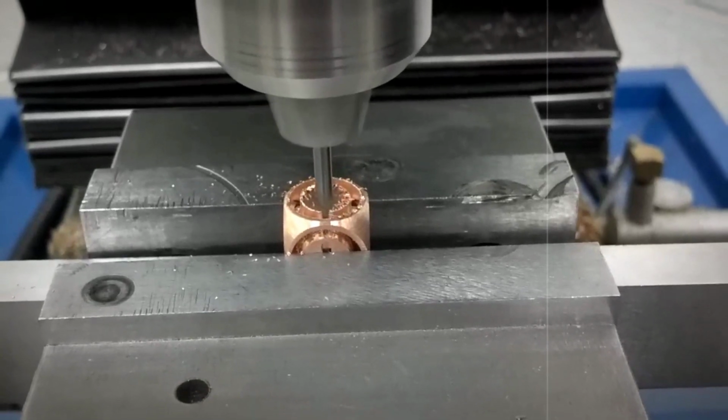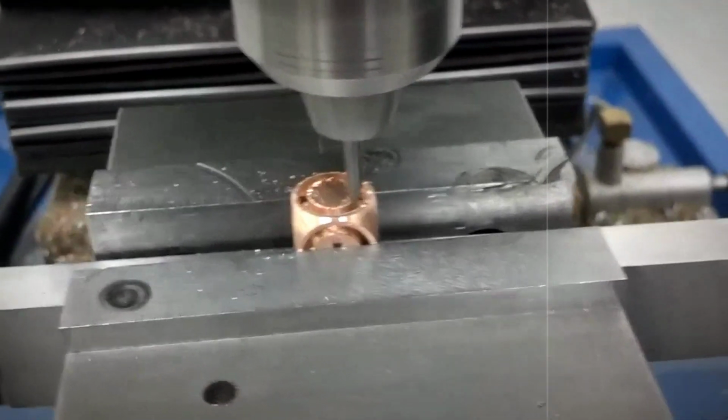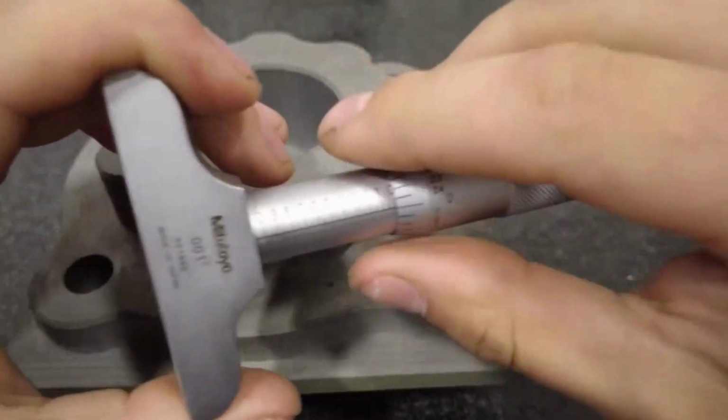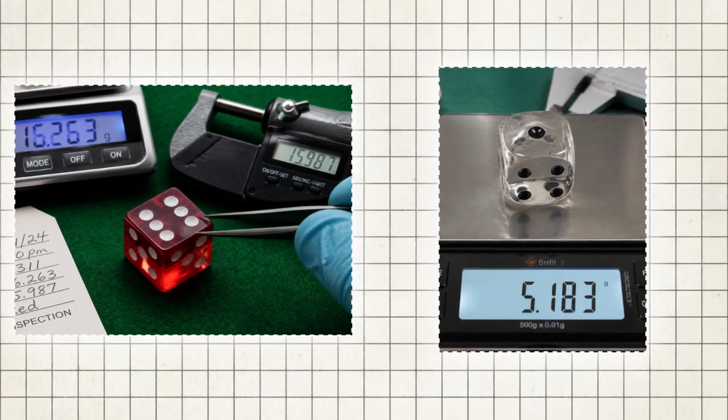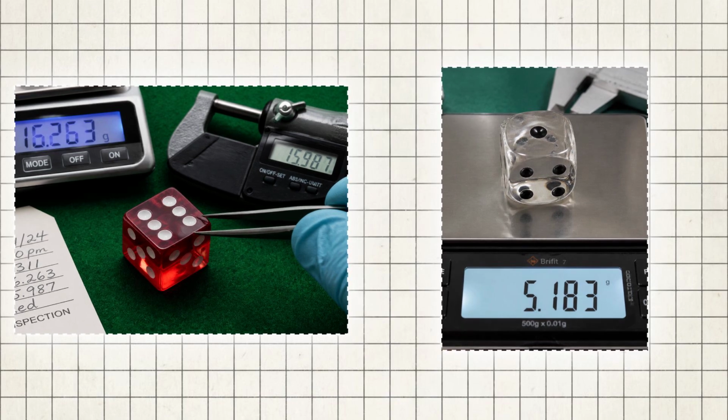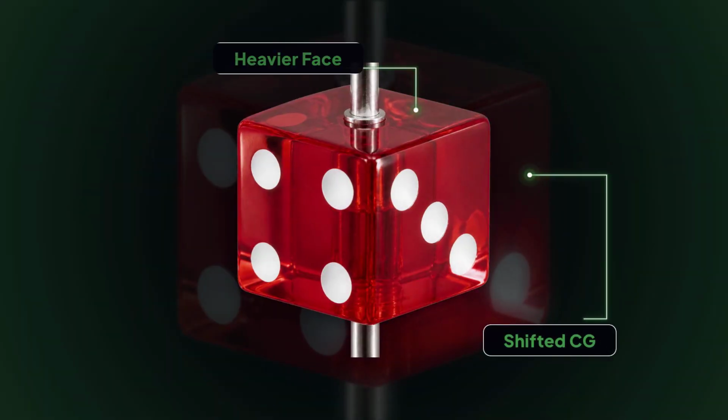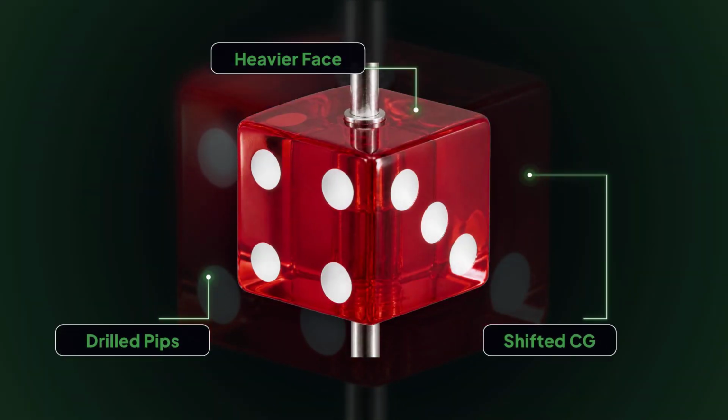A standard CNC mill carves cylindrical cavities into each face, but this subtraction of material is uneven. The sixth face, containing 6 hollowed pockets, becomes lighter than the opposite one face. This discrepancy shifts the center of gravity away from the geometric center of the cube, which would bias every roll.